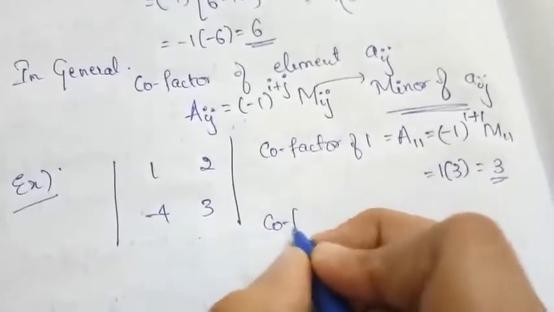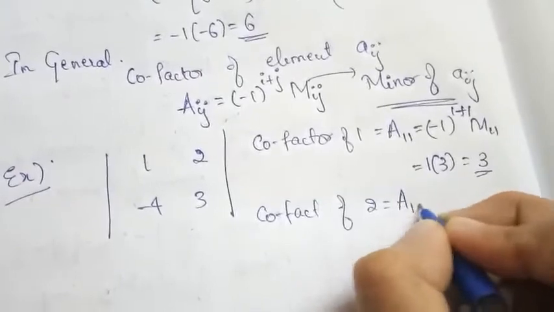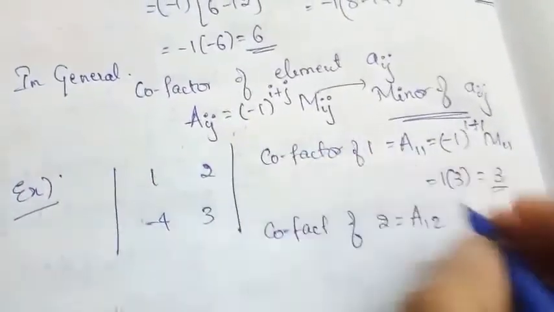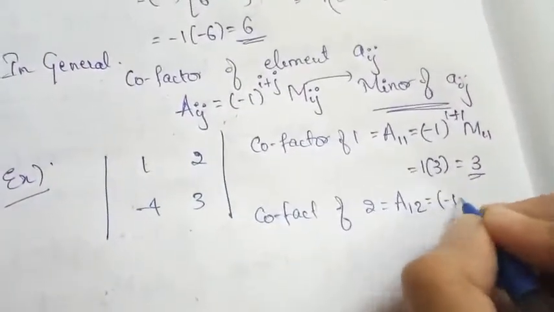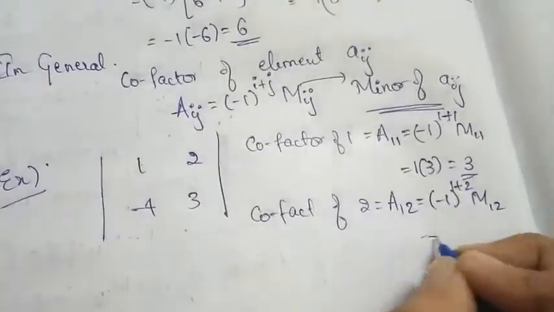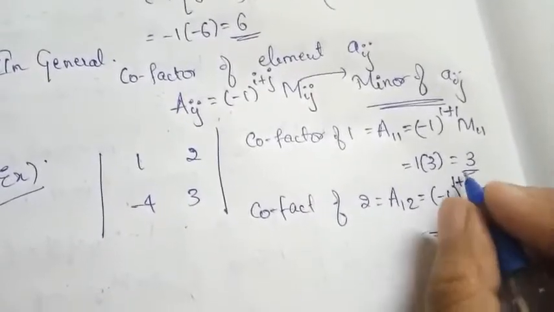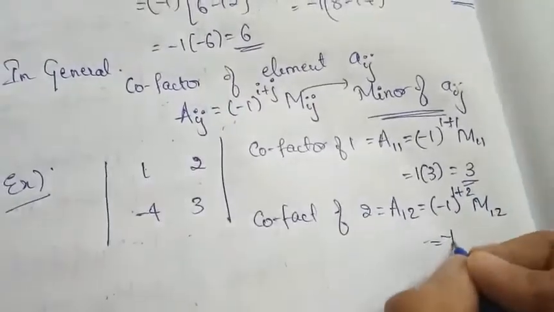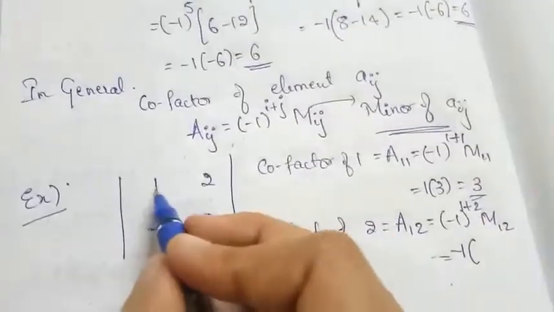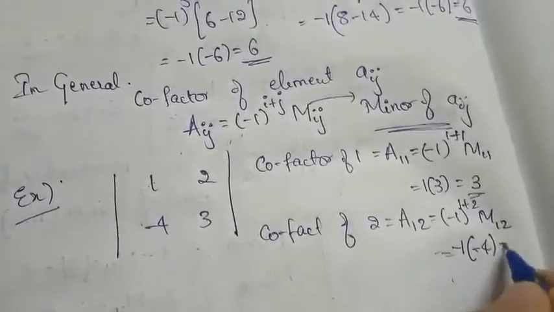Then again, cofactor of 2. It is nothing but A12, because 2 is lying in the first row, second column. So that is nothing but minus 1 to the power 1 plus 2 into M12. 1 plus 2, it is 3. Minus 1 to the power odd number is minus 1. What is M12? Deleting the row and column containing 2, what is remaining? Minus 4. So minus 1 into minus 4, it is 4.